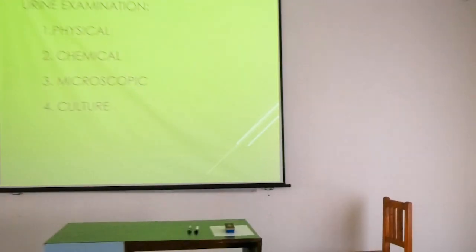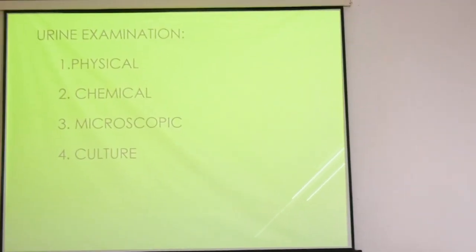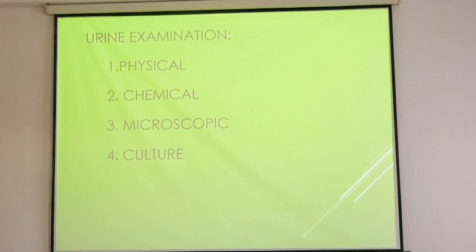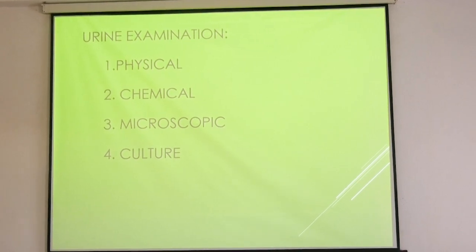So what are the physical characteristics of urine that we normally see? Color, then odor. What is the normal color? Straw color or slightly yellowish. Is it hazy or transparent? Normal urine is transparent. Then odor: it has an aromatic odor. Sometimes ammoniacal. Why?